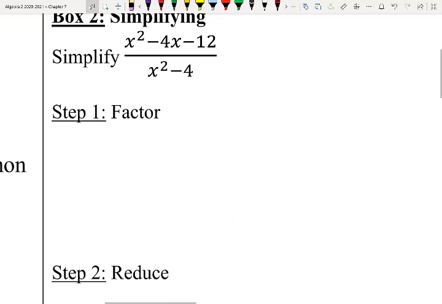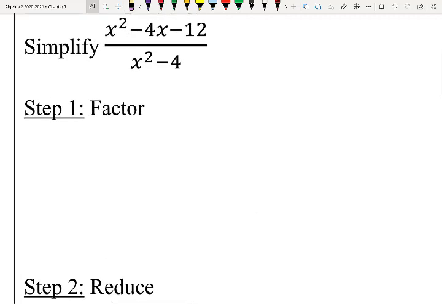And you're just going to do this one at a time. It doesn't matter what order you go in. We can factor out the numerator and then factor out the denominator, or vice versa. It's up to you. There's no rhyme or reason as to which we need to factor first. So if we take a look at the expression that we're given here in box 2, x squared minus 4x minus 12, all over x squared minus 4. Both of those are factorable using pretty normal methods.